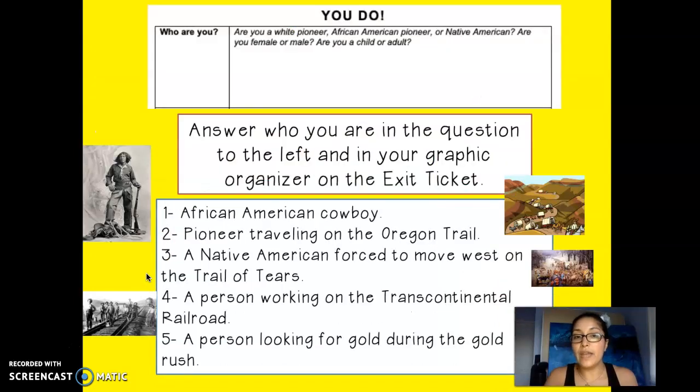Okay, so now you are going to answer this question on the left. I don't know which way it pops up. Okay, on the left and in the graphic organizer that's in the exit ticket. Who are you? You're going to type that into this box. Who do you want to be? And you can use these as ideas. I would say pick from this list of who do you want to be.